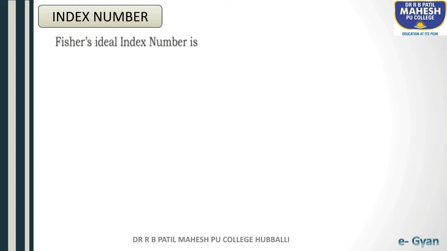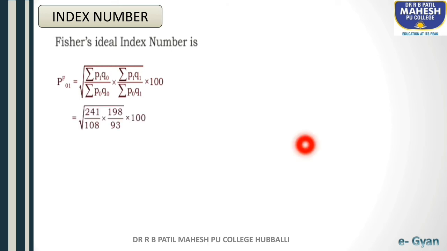Next you have to find out Fisher's ideal index number. So the formula of Fisher's index number is the root of summation P1 Q0 divided by summation P0 Q0, into summation P1 Q1 divided by summation P0 Q1, into 100. So now we substitute the values, students. Summation P1 Q0 is 241. Summation P0 Q0 is 108. Then summation P1 Q1 is 198. Summation P0 Q1 total is 93.